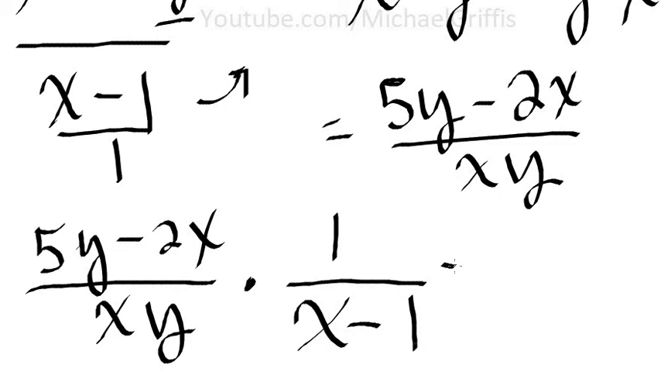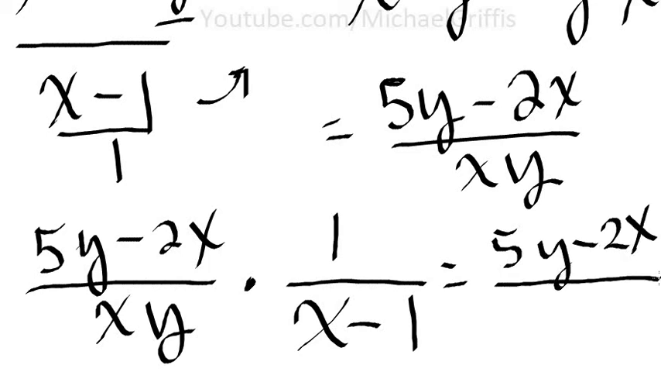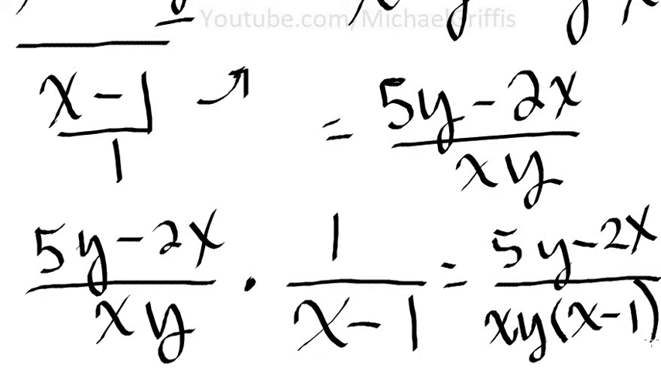Okay. Well, as you can see here, we don't really have anything that we can cancel out or factor any of that. So we're just going to rewrite it as 5y minus 2x over x times y, and let's put parentheses here, x minus 1. Let me go ahead and highlight this. Right, so here's our final answer after we simplify it down.